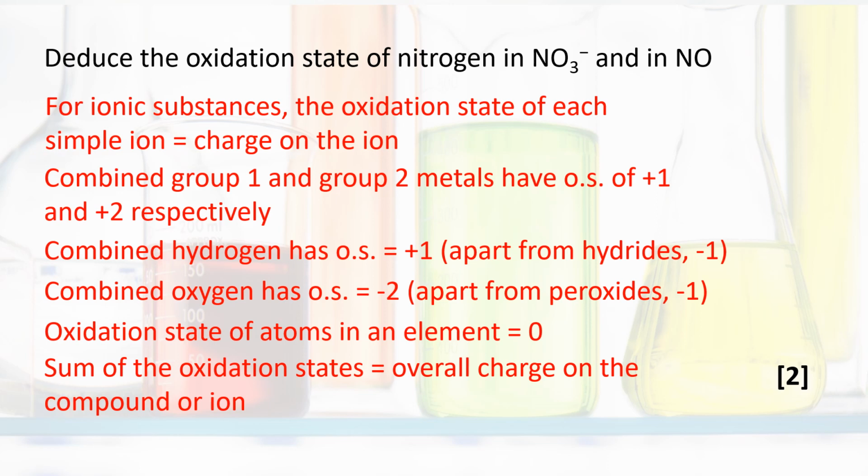For ionic substances, the oxidation state of each simple ion is equal to the charge on the ion. Combined group 1 and group 2 metals have an oxidation state of +1 and +2 respectively. Combined hydrogen has an oxidation state of +1 apart from in hydrides, -1. Combined oxygen has an oxidation state of -2 apart from in peroxides where it's -1. The oxidation state of atoms in an element is 0, and the sum of the oxidation states is equal to the overall charge on the compound or ion.